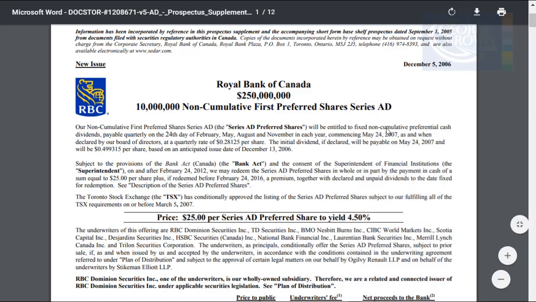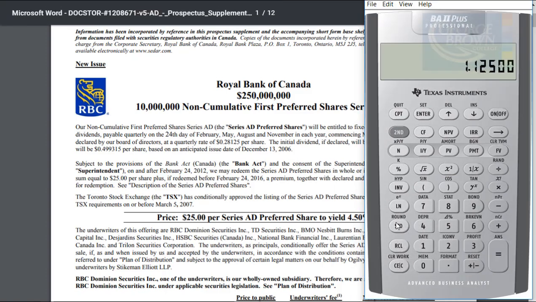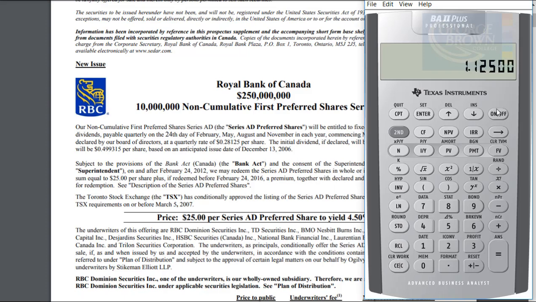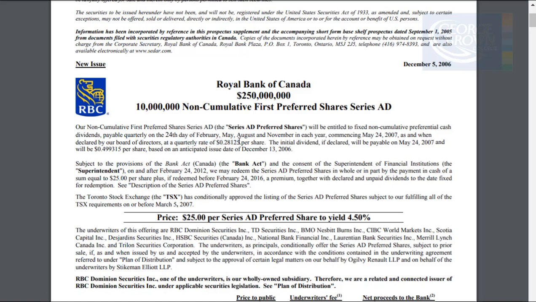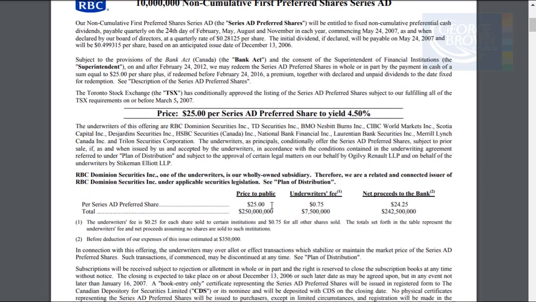$1.125, okay? And you can see that the dividends here are going to be paid quarterly, so it's a quarterly dividend on the 24th day of February, May, August, and November in each year commencing on May 24th, 2007, okay? So again, if I just bring up the calculator there, $25 times 4.5% gives us $1.125. I divide by 4 for the quarterly, and you can see each dividend would be 0.28125, and there it is at a quarterly rate of 0.28125 per share, okay?